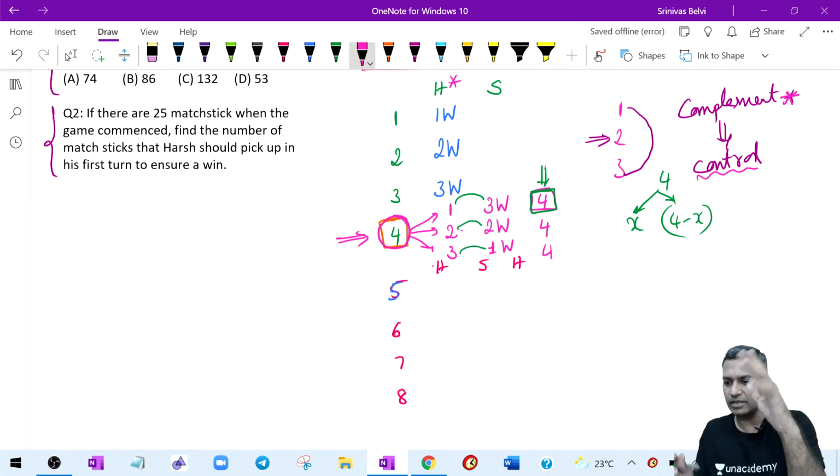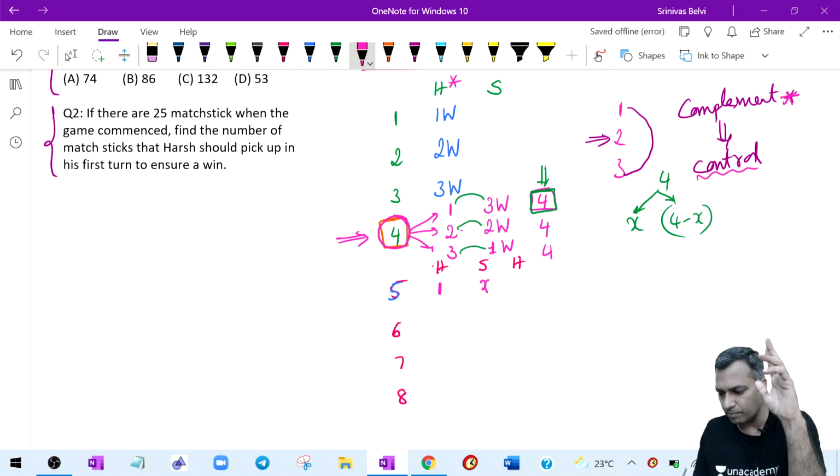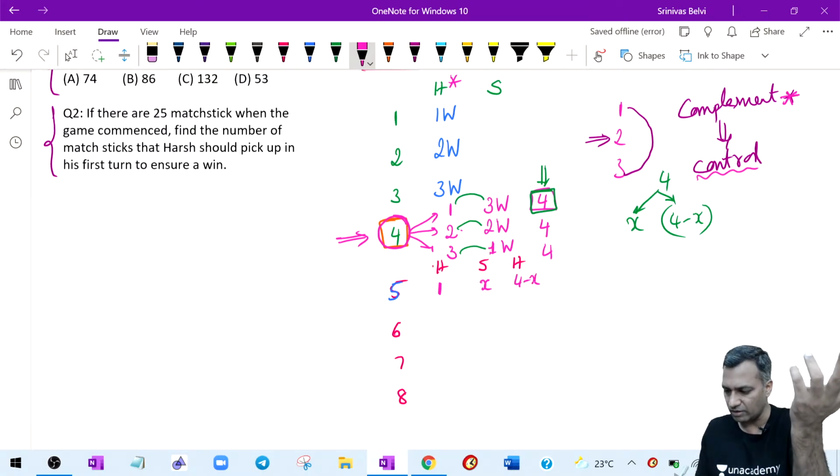4 is such a number that he already has an experience of getting controlled by the opposition, and he does exactly the same thing. He picks 1 and says, Sagar, you pick whatever you want to pick, I will start controlling you. If Sagar picks X, Harish picks the remaining 4 minus X. So there are 4 in front of Sagar once Harish picks 1. You pick X, I will pick the remaining 4 minus X.